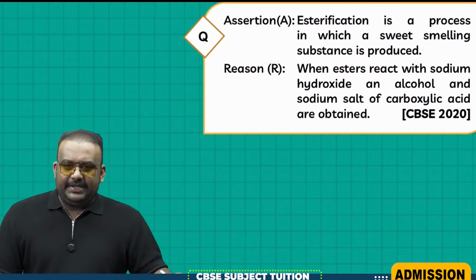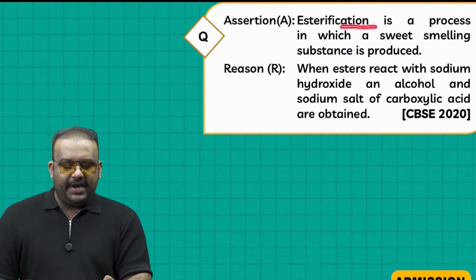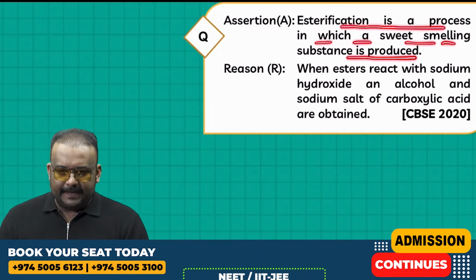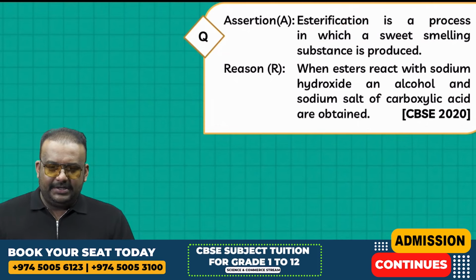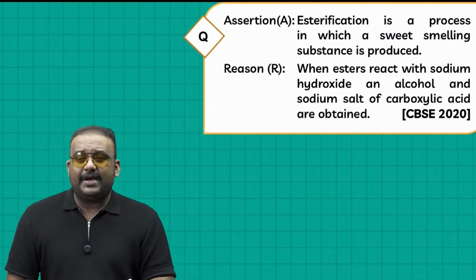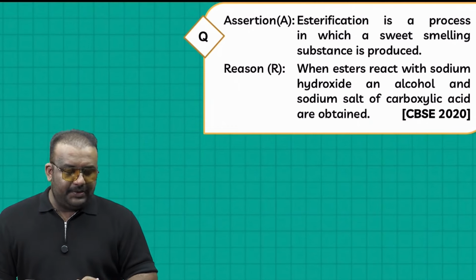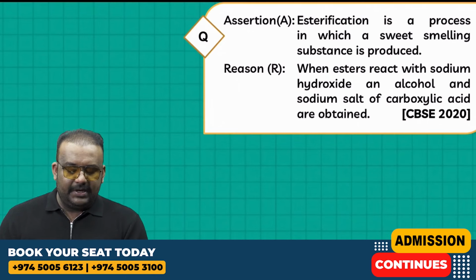So it's an assertion reason question. The assertion statement says, esterification is a process in which a sweet smelling substance is produced. So let's read that assertion and see if that statement is correct or not. Esterification is one of the most important chemical reactions that we learned in carbon and its compounds.